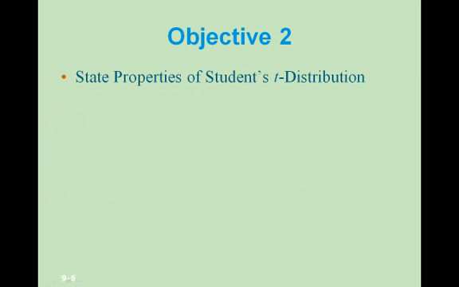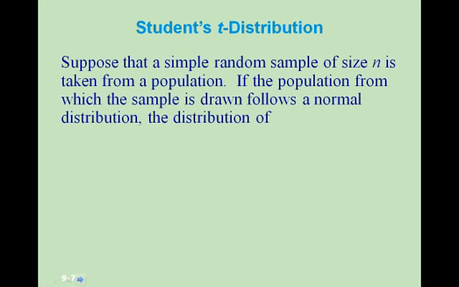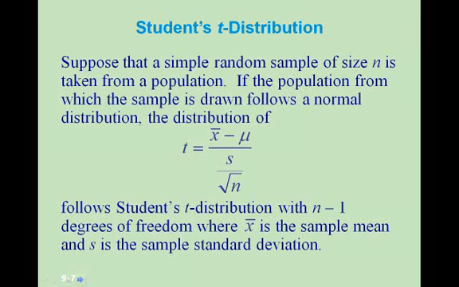Objective 2, state properties of students' t-distribution. Suppose that a simple random sample of size n is taken from a population. If the population from which the sample is drawn follows a normal distribution, the distribution of t, given by this formula here, follows students' t-distribution with n-1 degrees of freedom, where x bar is the sample mean and s is the sample standard deviation, and the value of n is our sample size.